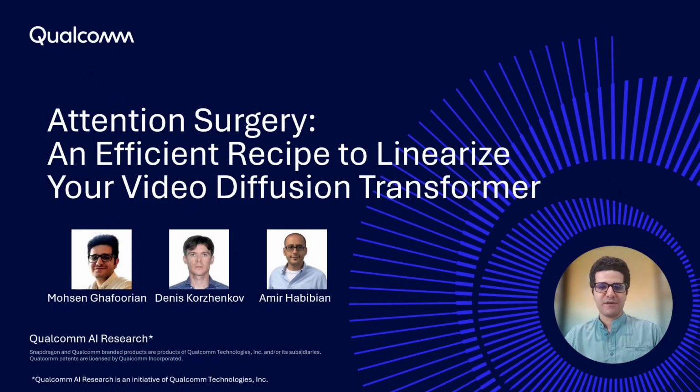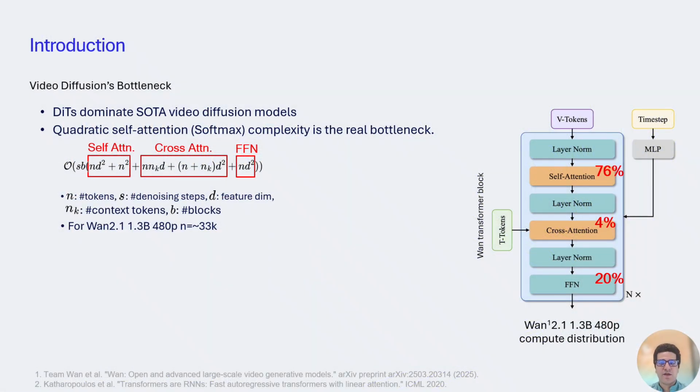Hello everyone. In this presentation, I'll be covering a recent CVPR 26 paper, Attention Surgery, an efficient recipe to linearize your video diffusion model. DiTs have proven to be a dominating architecture within the video diffusion models. However, the quadratic complexity of self-attention poses a significant bottleneck.